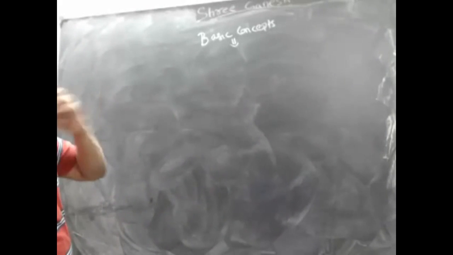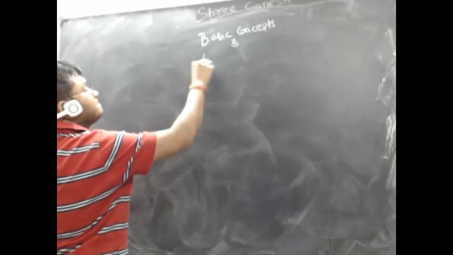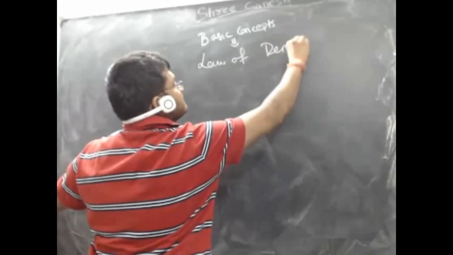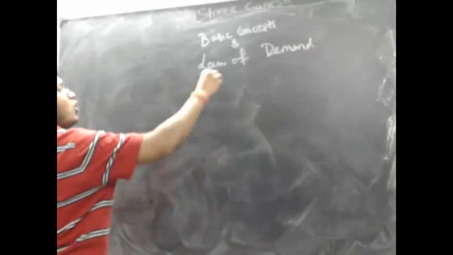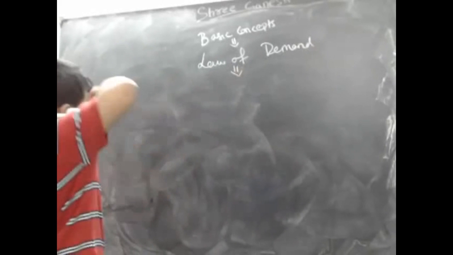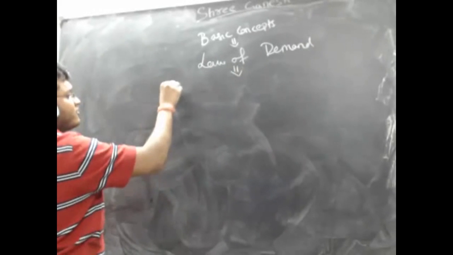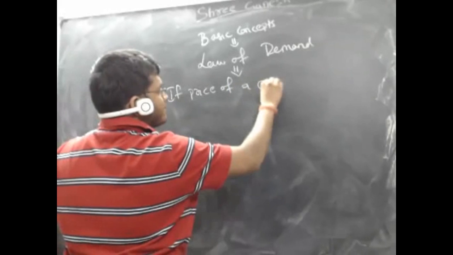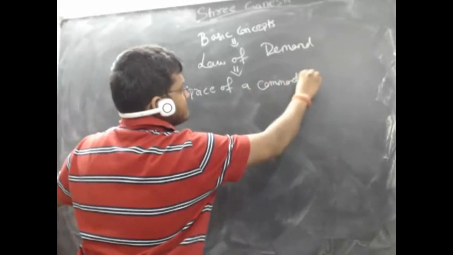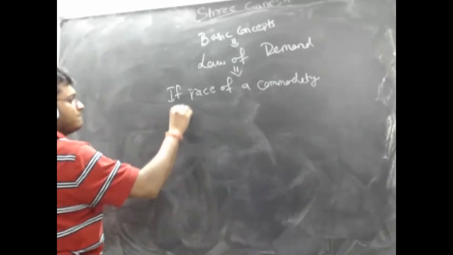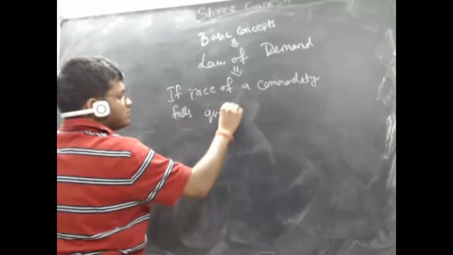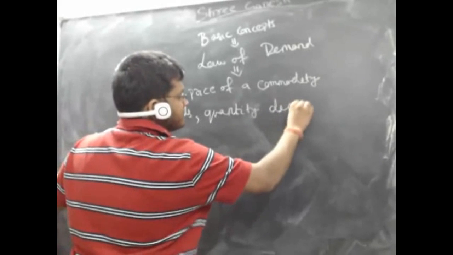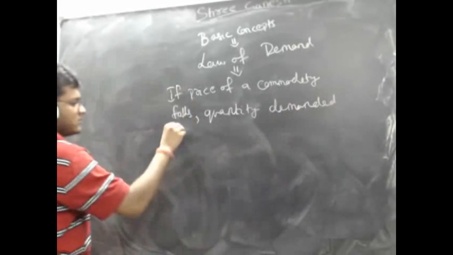Now, the first thing that we need to study in basic concepts is the law of demand and supply. Now, what does the law of demand say? The law of demand says, if the price of a commodity falls, quantity demanded increases.